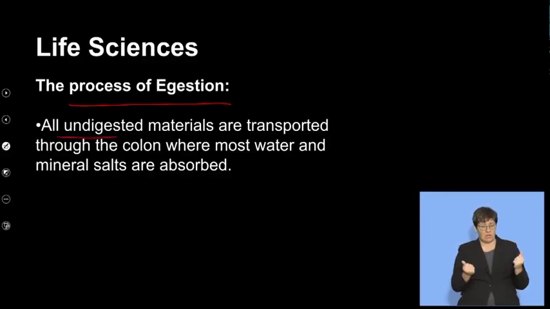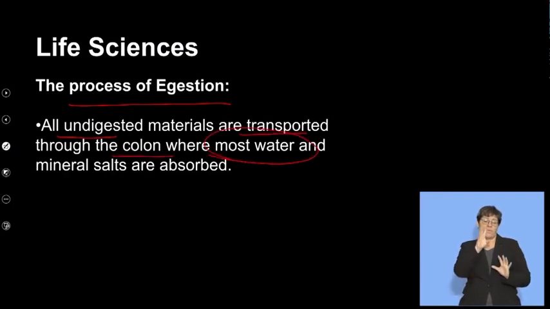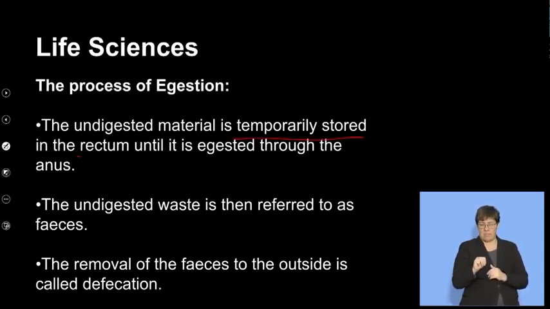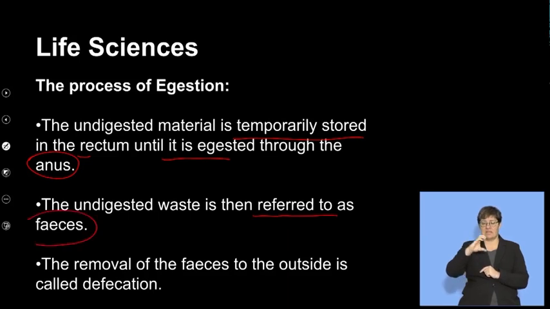So all undigested material is transported through the colon where most water absorption takes place and your mineral salts are absorbed. The undigested material is temporarily stored in the rectum until egested through the anus. The undigested waste is referred to as feces. The removal of the feces outside the body is called defecation.